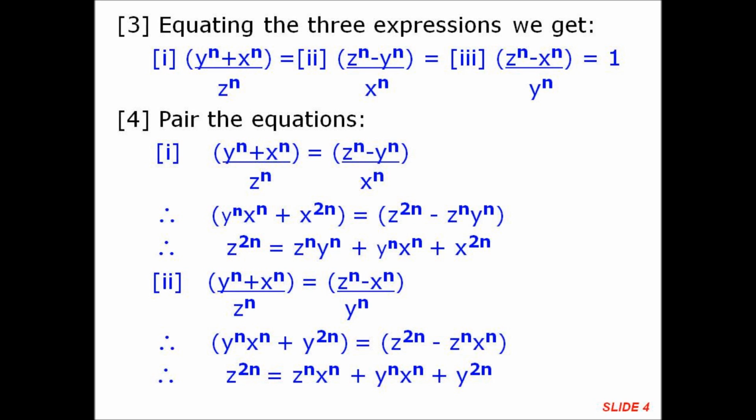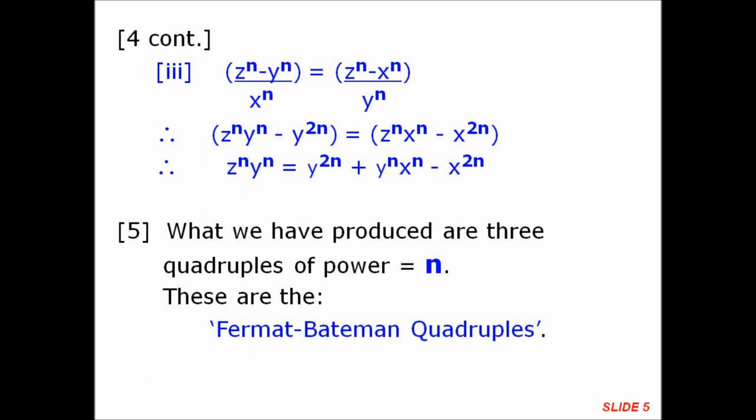The first one being z to the 2n equals z to the n y to the n plus y to the n x to the n plus x to the 2n. And the second quadruple, z to the 2n equals z to the n x to the n plus y to the n x to the n plus y to the 2n. And the third quadruple, z to the n y to the n equals y to the 2n plus y to the n x to the n minus x to the 2n. What we have produced are three quadruples of power equal to n. These are the Fermat-Bateman Quadruples.